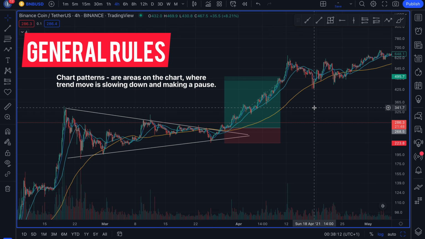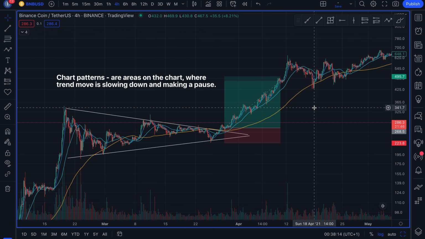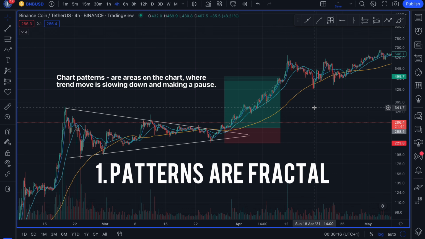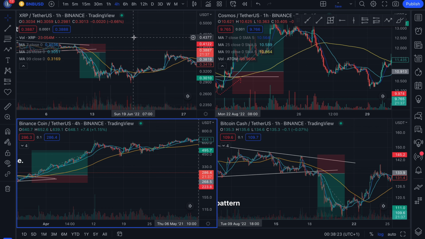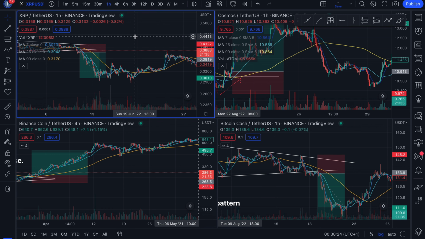You should also know the general features of patterns. The first one is that patterns are fractal, so they can be found on every time frame. In our examples, we had the 4-hour time frame, 1 hour. You can also find patterns in 5 minutes, 15 minutes, whatever you want. You can always find these patterns on the charts, and they work equally.